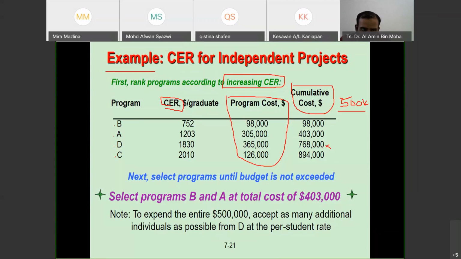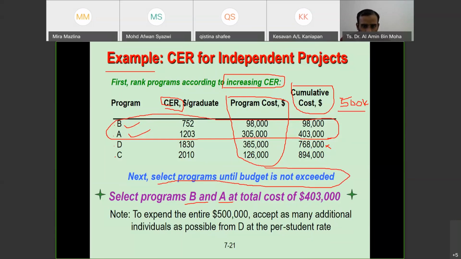So we can choose up to this: B and also A, 403. So we select the program until the budget is not exceeded. So we select programs B and A. This is the answer, but we have some additional note here. 500K minus 403K, we still have a balance, right? Something like 97K, if I'm right, guessing.